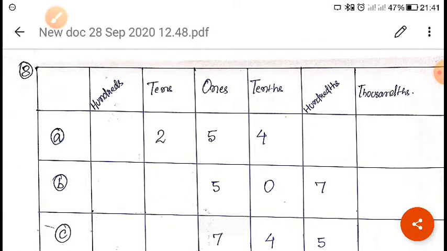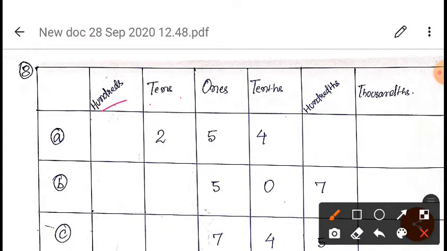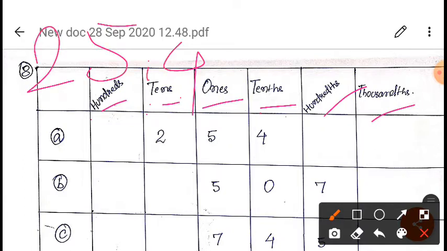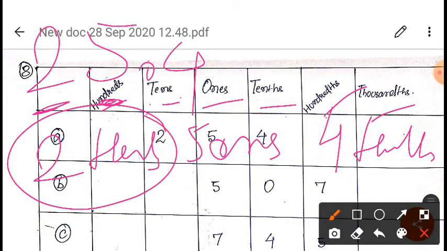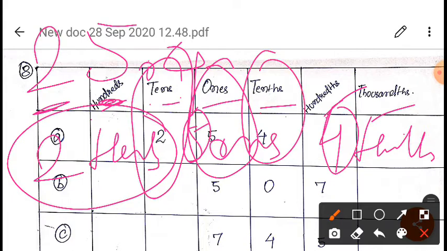How it goes, you see here: first it will come hundreds, tens, ones, after that tenths, hundredths, and thousandths. It will be like this. In the first question it is given 25.4. After the 2, how many digits are there, only 1, so this 2 is in the tens position, this 5 is in the ones position, and this 4 is in the tenths position. So we write this 2 in the tens position, this 5 in the ones position, and this 4 in the tenths position.